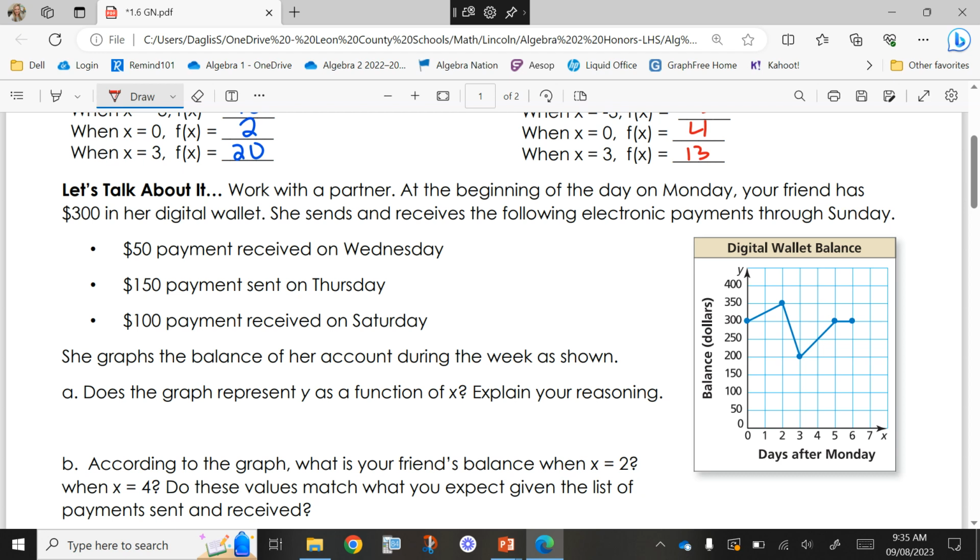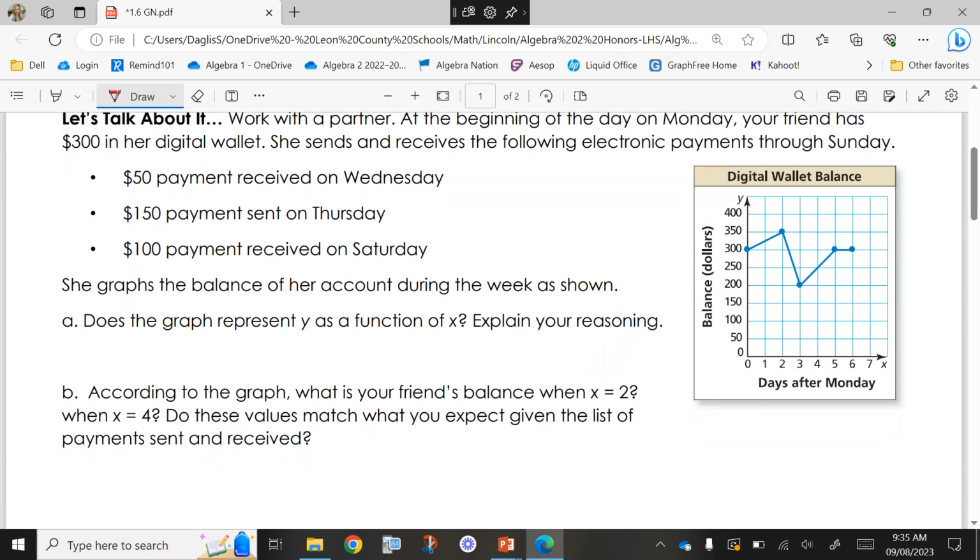Talk to your neighbor. Does the graph represent y as a function of x? Explain. And then part B, according to the graph, what was your friend's balance when x was 2 and when x was 4? After that, do these values match what you expect given the list of payments sent and received? Okay, so work through A and B with your partner. Ready, set, go.